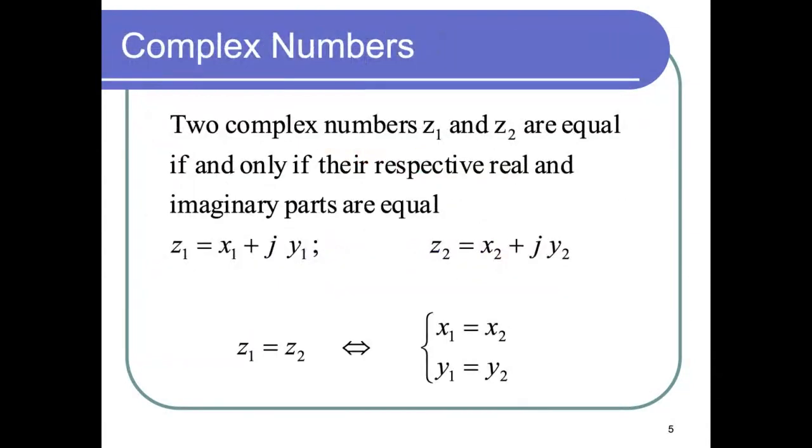Okay. So now we say that two complex numbers, z1 and z2, are equal if and only if both real and imaginary parts are equal. We cannot say these are equal unless x1 is equal to x2 and y1 is equal to y2. If you have just x1 equal to x2, and y1 is not equal to y2, then this is not equivalent. Okay?